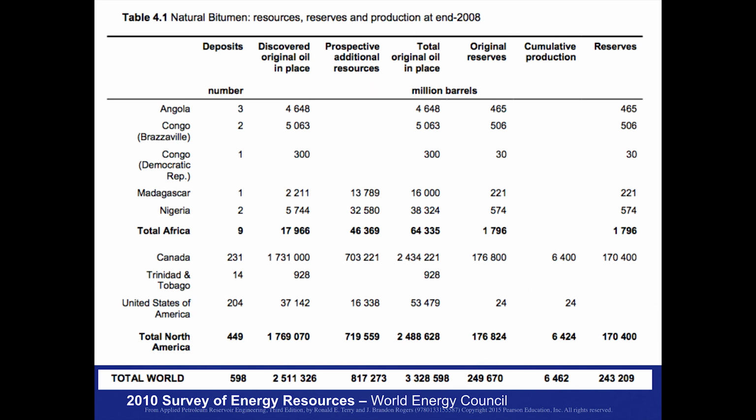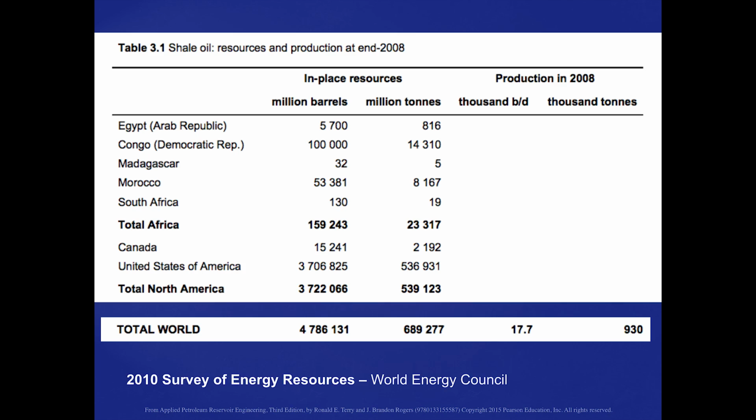This slide shows a table extracted from the 2010 Survey of Energy Resources from the World Energy Council. And you can see about the fourth column over, you'll see the total original oil in place was about 3.3 trillion barrels of oil from tar sands or natural bitumen. So that's a large resource of tar sands oil. This table, again, is from that same World Energy Council report, and this is showing the shale oil resources of the world. And again, this is like 4.7, almost 4.8 trillion barrels of oil in place.